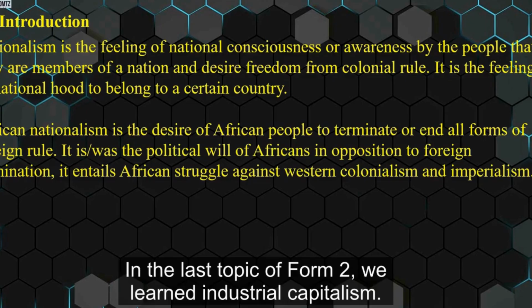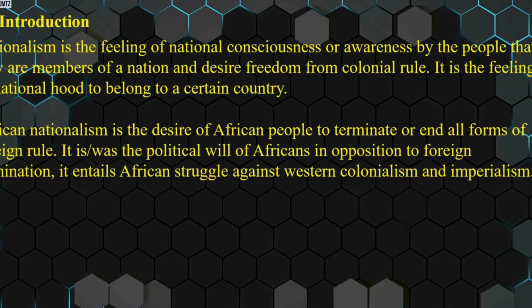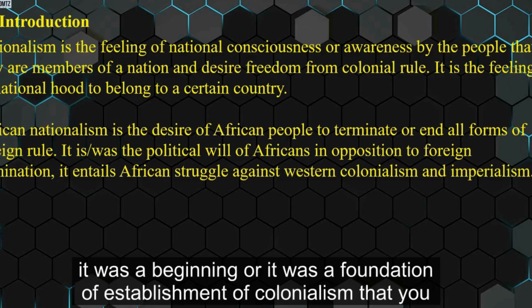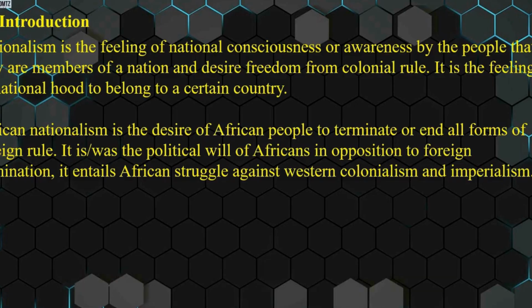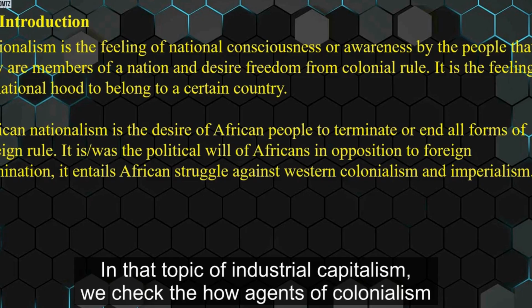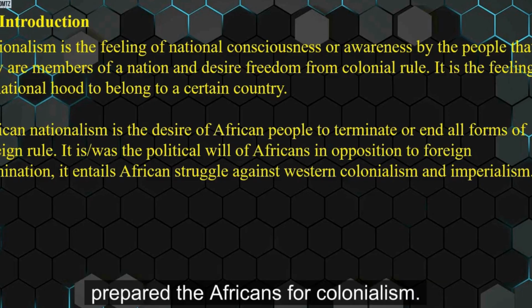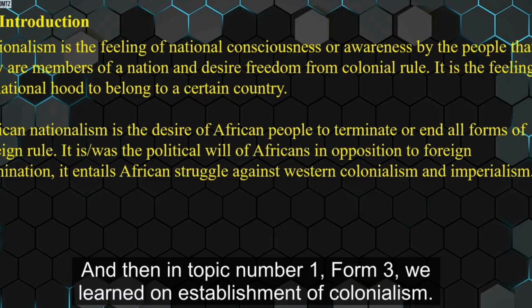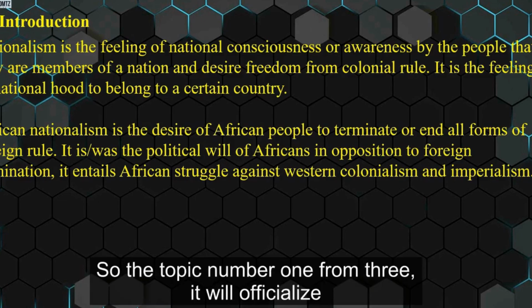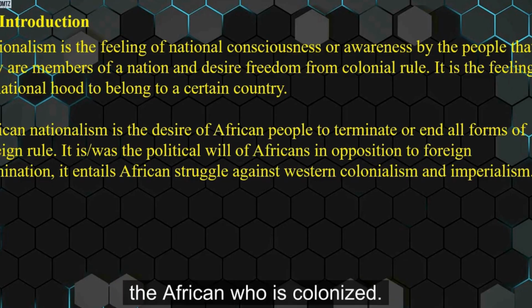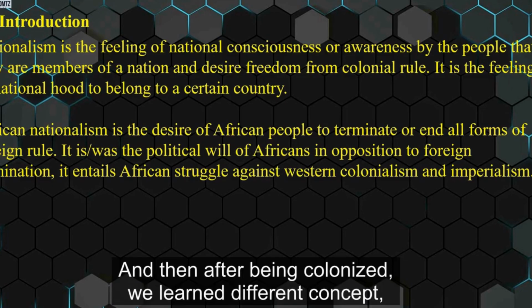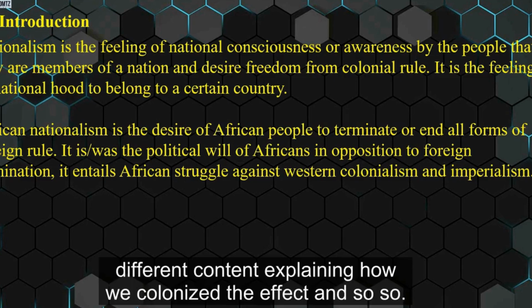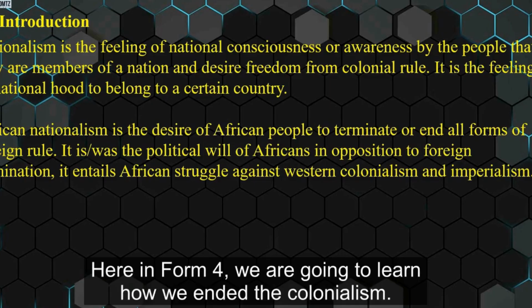We should understand that in the last topic of Form 2, industrial capitalism, it was the foundation of the establishment of colonialism that you studied in Form 3. In that topic, we checked how agents of colonialism prepared Africa for colonialism. Then, in topic number 1 in Form 3, we learned about the establishment of colonialism, when Africa was officially colonized. After being colonized, we learned different concepts explaining the effects of colonialism. And here, in Form 4, we are going to learn how we ended colonialism.